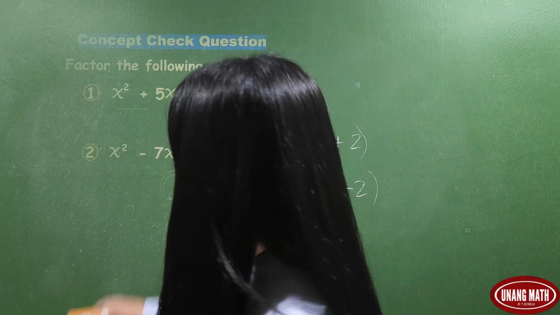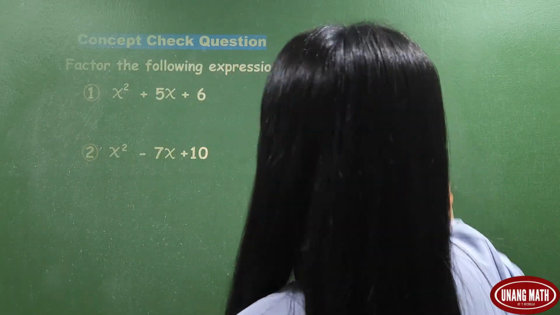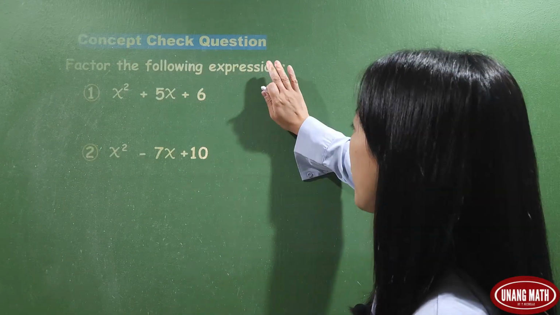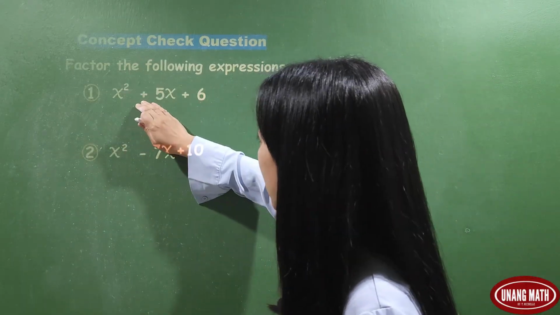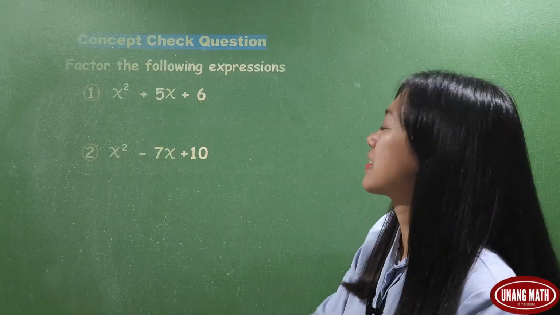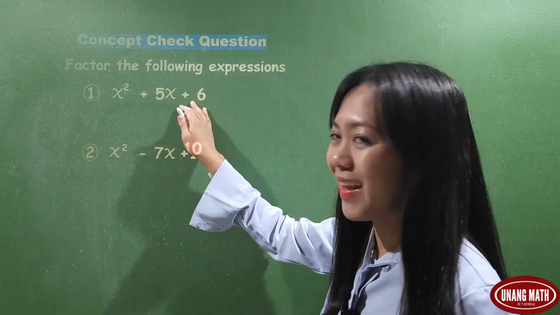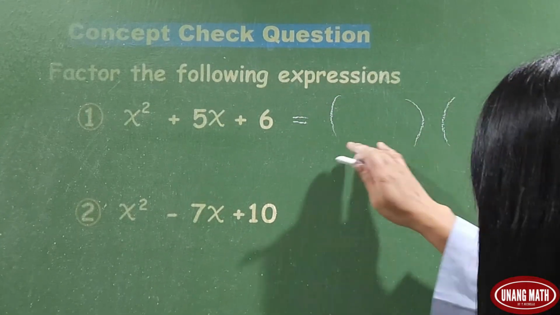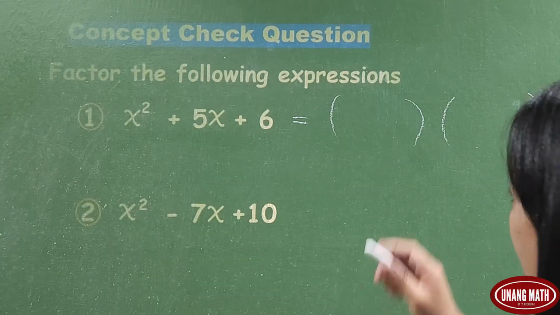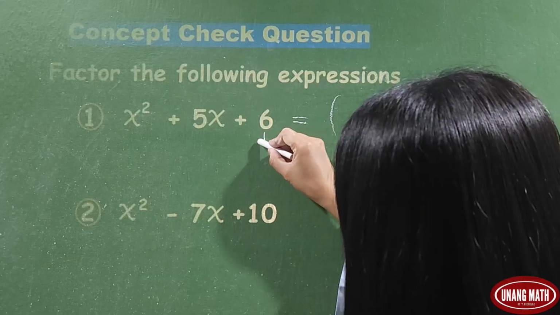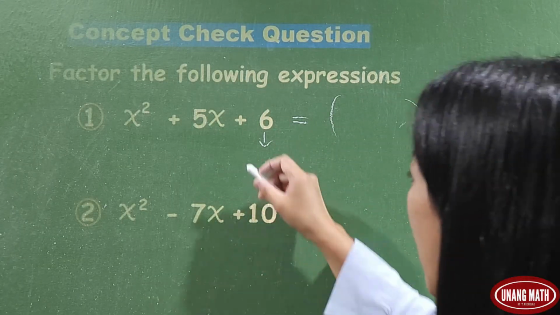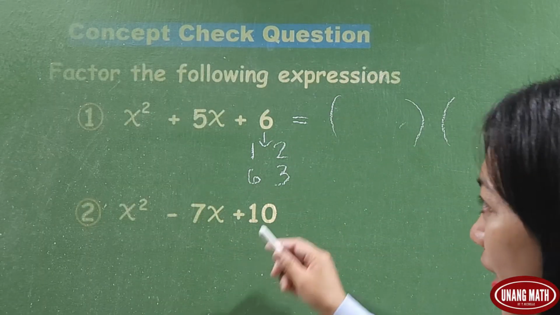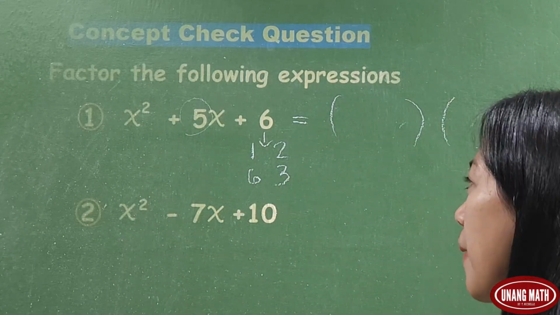Okay, for now, let's have another example by answering this concept check question. We are going to factor the following expressions. We have here x squared plus 5x plus 6. This is a quadratic trinomial, but not a perfect square trinomial. So the factors will be in this form. Now, to find these two numbers, let's check the factors of 6. It can be 1 and 6, also 2 and 3. The middle number here is 5.